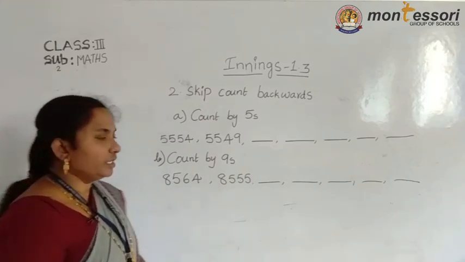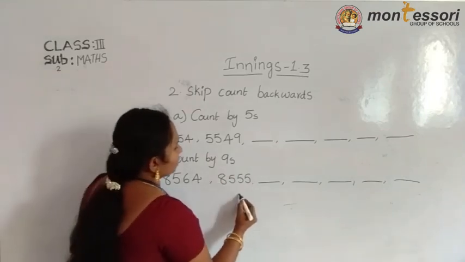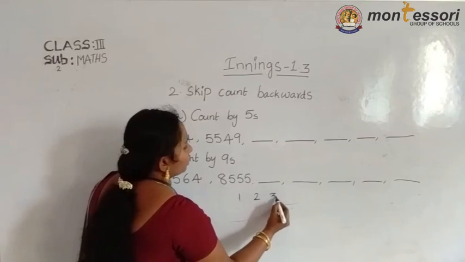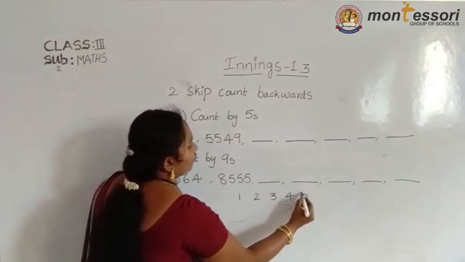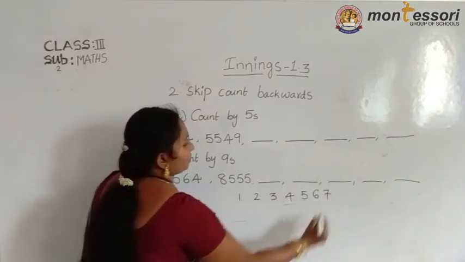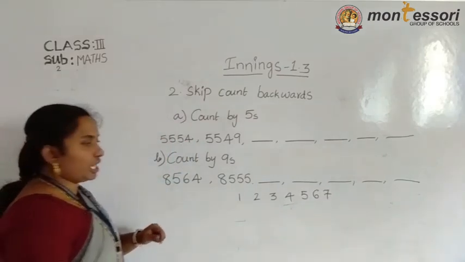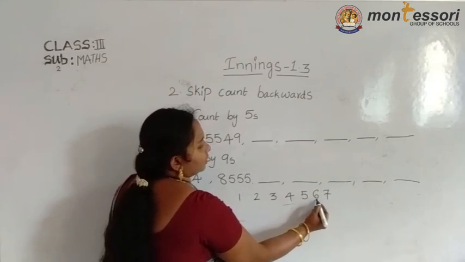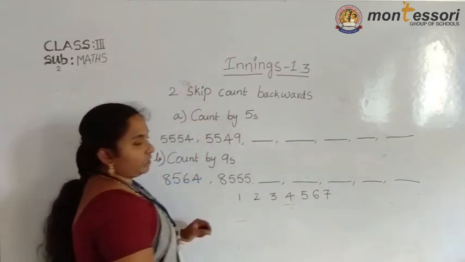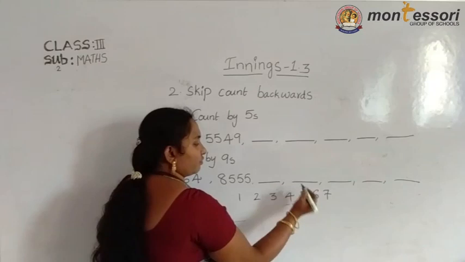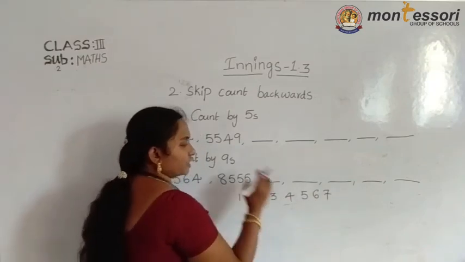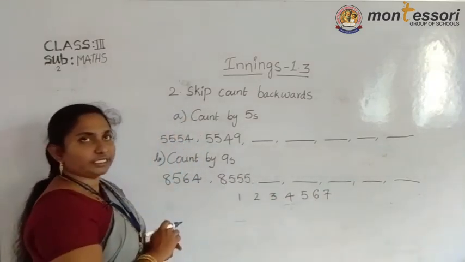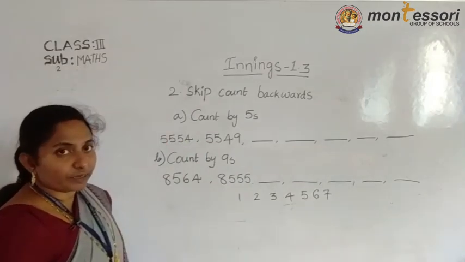For example, listen carefully. Here we have 1, 2, 3, 4, 5, 6, 7. These are the numbers. Now we take 7; the backward number is 6. And 7's backward number is 5 also, and 4 also. Understood? These are the backward numbers.